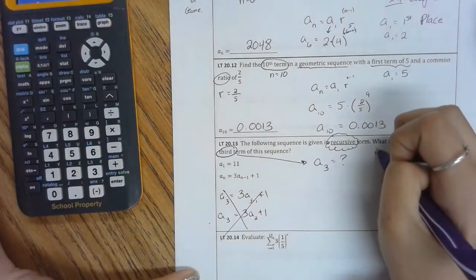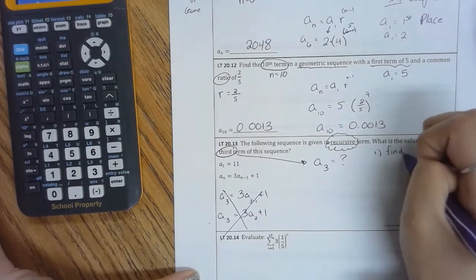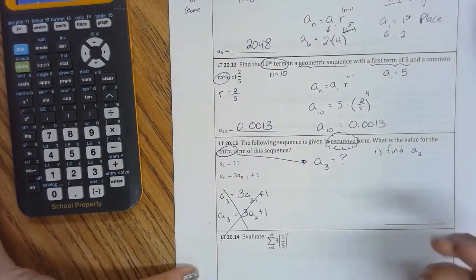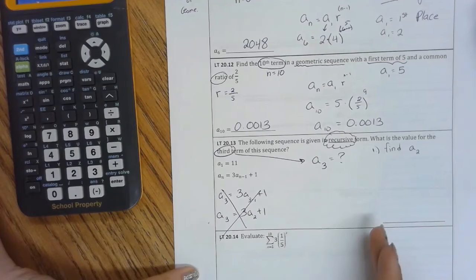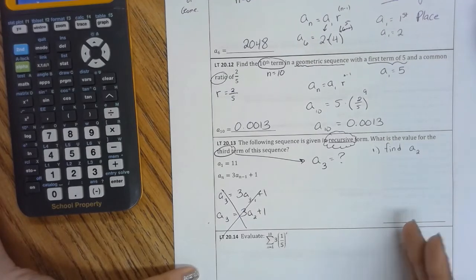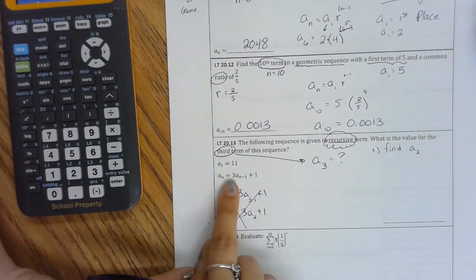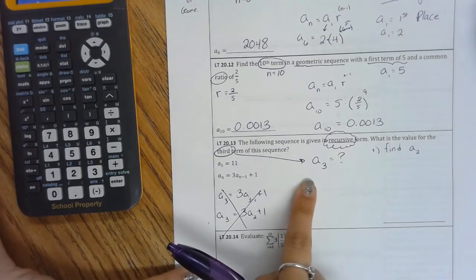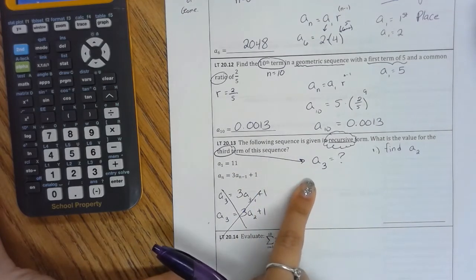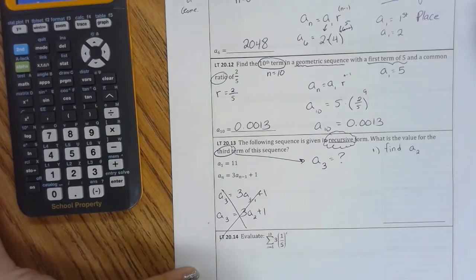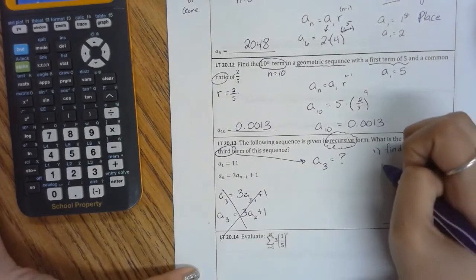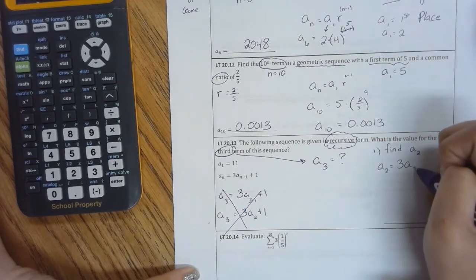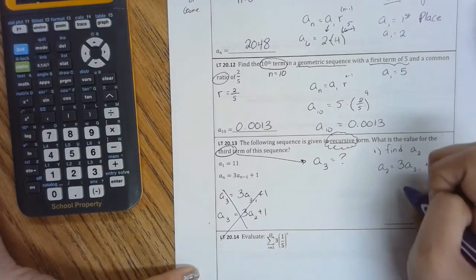So my first step is going to be to find A2. Recursive means you have to find everything in order up to the number we want. So we want A3. That means we have to go from A1 to A2 and then A2 to A3 to get our answer. There's no just plugging it in one time and getting an answer. So to find A2, I'm going to use the formula. It becomes 3 times A sub 2 minus 1, plus 1.